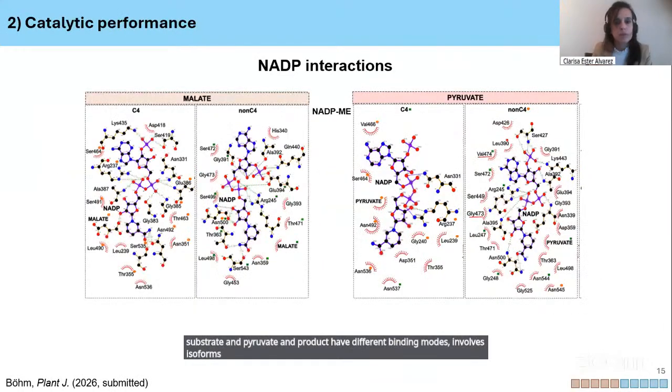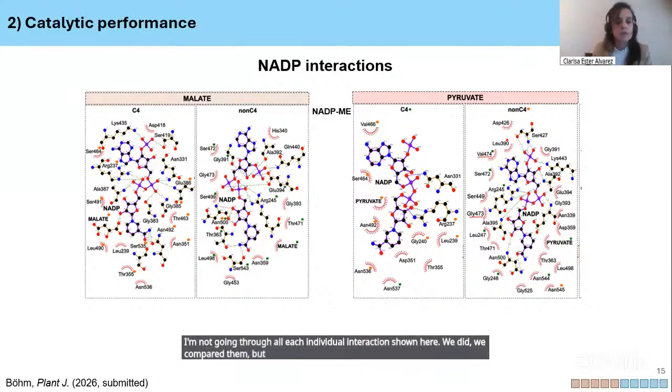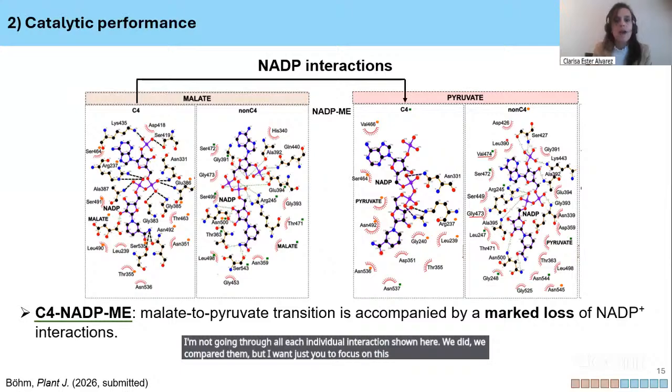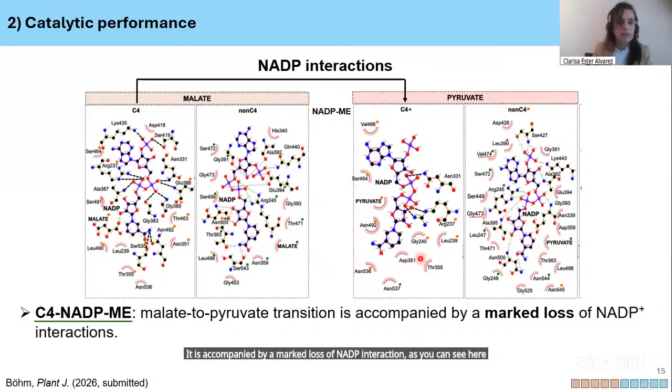And what happens with cofactor coordination? I'm not going through each individual interaction shown here. We compared them, but I just want you to focus on this. Look at the transition from substrate to pyruvate in the C4 isoform. It is accompanied by a marked loss of NADP interactions, as you can see here in black lines.